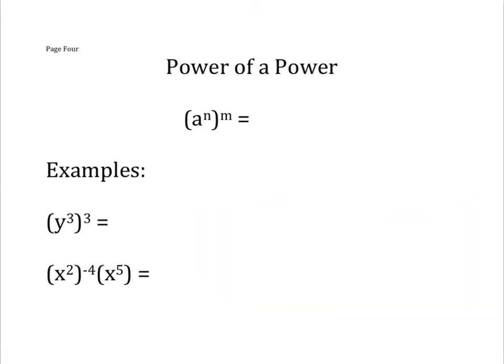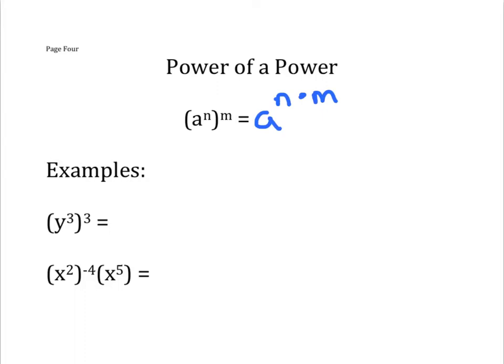On page 4, we have power of a power, and that's where you take a to the n to the m. So that would be the same thing as writing out a to the n times m. So before we had m plus n, now we're multiplying because we are taking the power of a power.